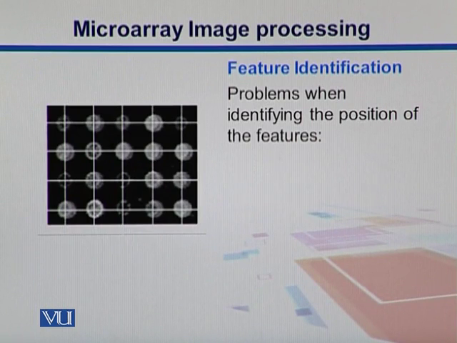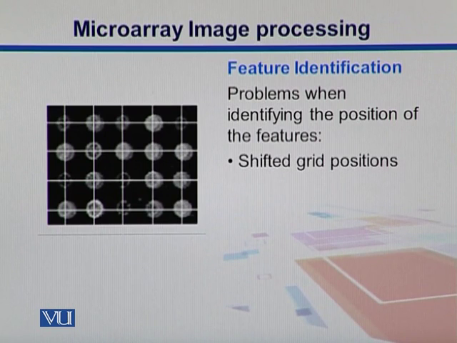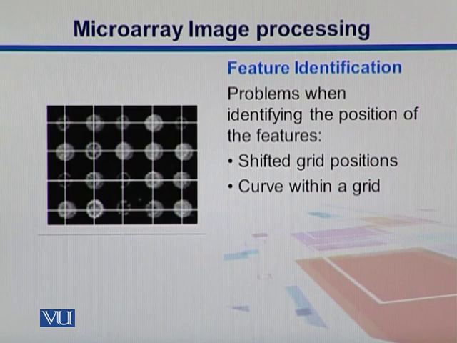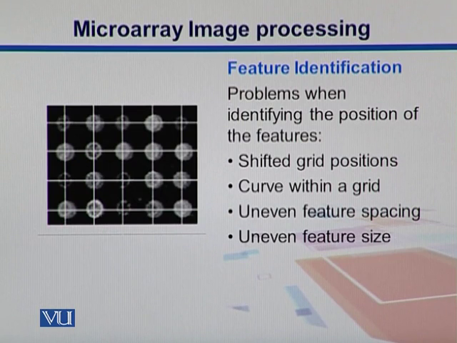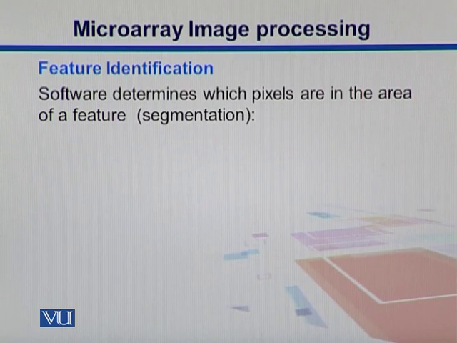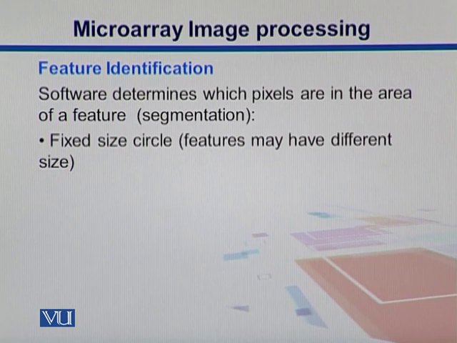While we are doing those feature identifications, there might be some problems when identifying the positions of these features. Some features might have shifted grid positions. Sometimes you have curves within the grids. You might see some uneven feature spacing. You might have some uneven feature sizes. So software is used to determine these properties of these features. Software determines which pixels are in the area of the features. We detect fixed size circles. Features may have different sizes.